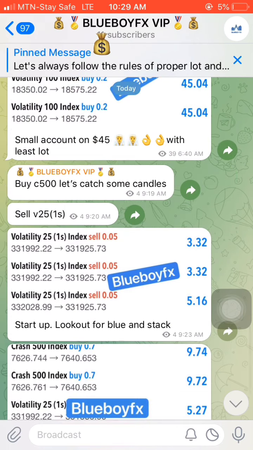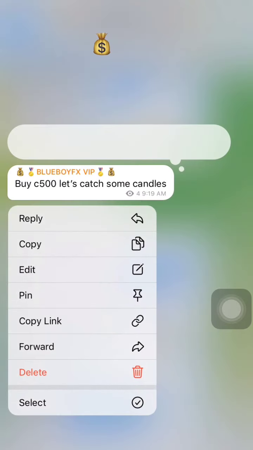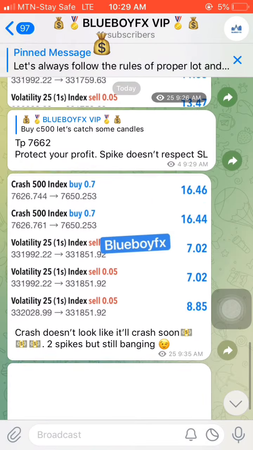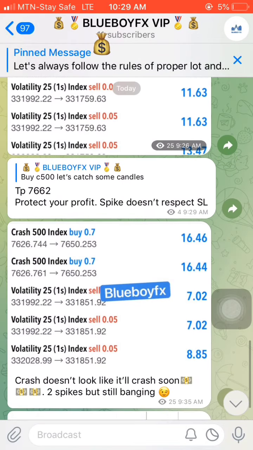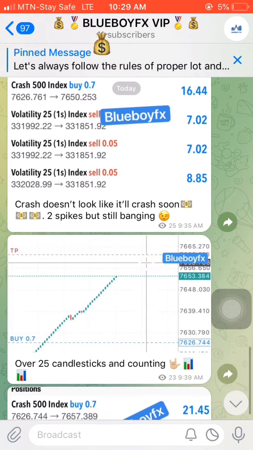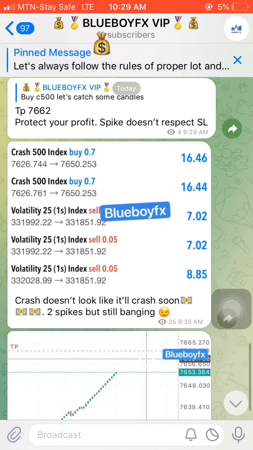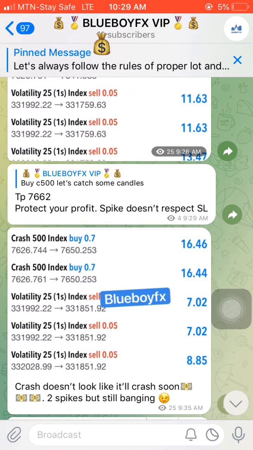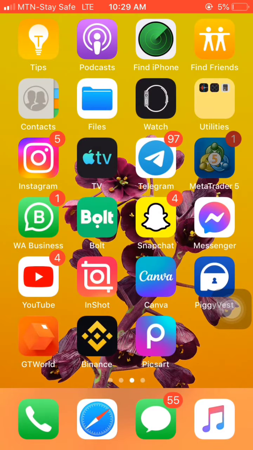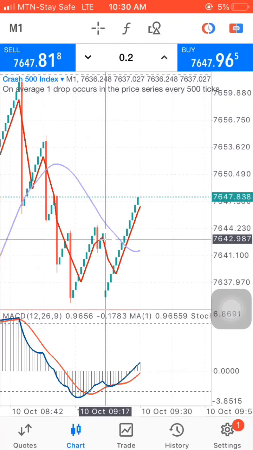Here is a trade that I gave to them on the Crash 500, and we are close to our TP. Of course, you see this, we're close to our TP, and I told them to secure some profits because we are here to stay in profit. So now we are still in this trade, and we are still banging on it.